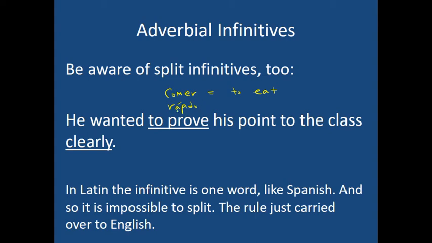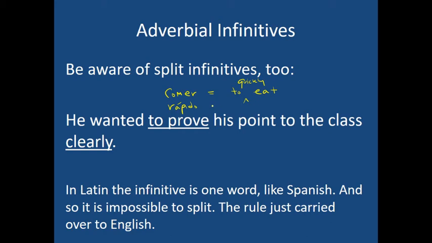And so we'd say comer rapido, in this case, meaning to eat quickly. But you cannot say to quickly eat. It's impossible to say to quickly eat in Spanish or German or Mandarin Chinese or Latin, if anyone's still speaking Latin, because it's impossible to put any word between the to and the verb in any of those languages.